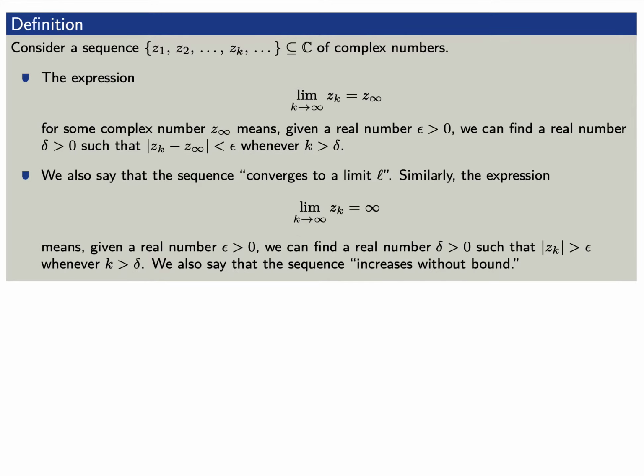Similarly, the expression the limit as k increases without bound of z sub k equals infinity means given a real number epsilon that's positive, we can find a real number delta that's also positive such that in absolute value z sub k is greater than epsilon whenever k is greater than delta. We'll also say that this sequence, quote, increases without bound, unquote.